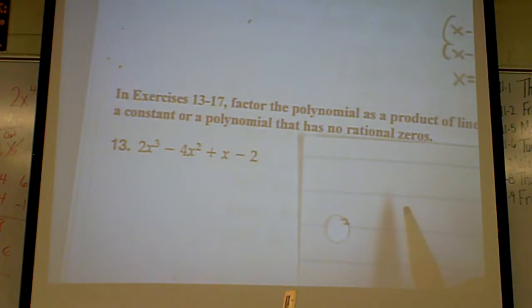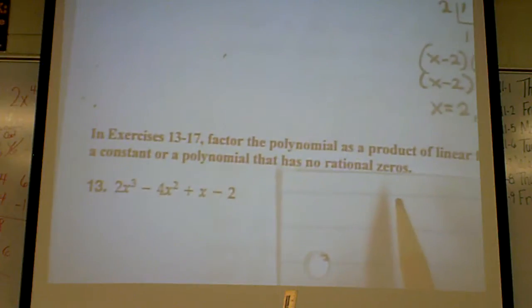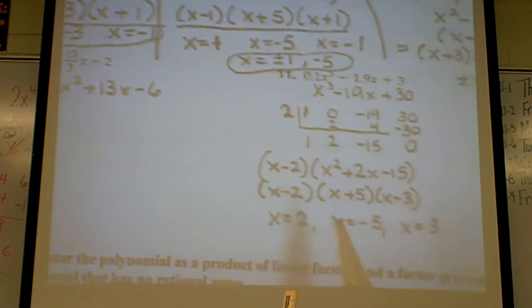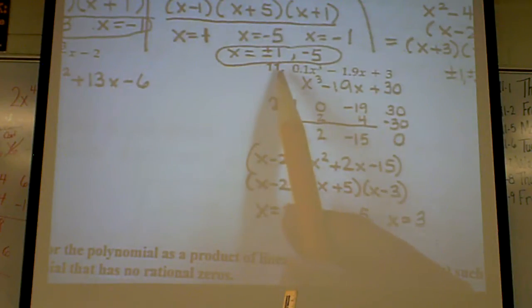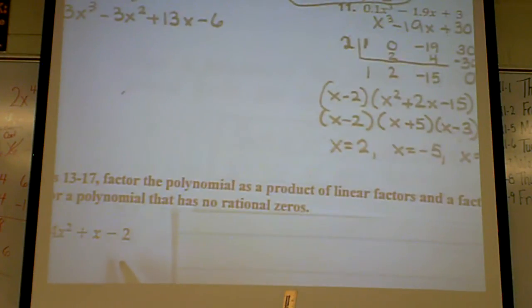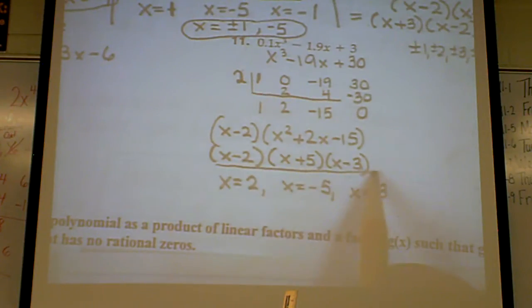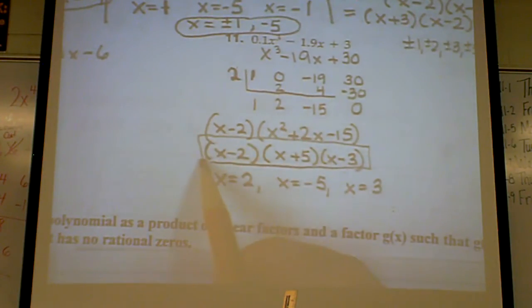I don't like these. So if one of these problems were in this section, like for example, number 11, if number 11 was in this section, this would have been the answer right here. This one, they're not asking you for the zeros. They're asking for you to factor completely, okay?